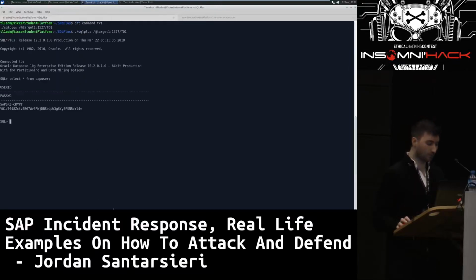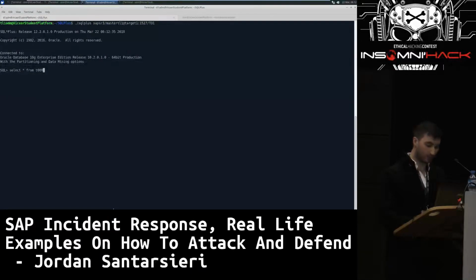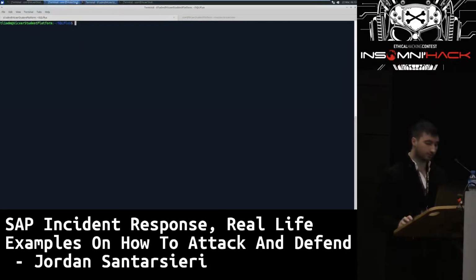Good. So what do we do next? We just log in again, but now we want the full power. So this is SAPSR3, master TL1. There we go. And we can now select all from the table that we saw before. You have full access here. You can go for credit cards, you can go for user hashes, you can pay yourself an extra salary, modify your vacations, you can do whatever you want. You have complete unrestricted access to all the information that is on the SAP system. All that without providing any kind of credentials.